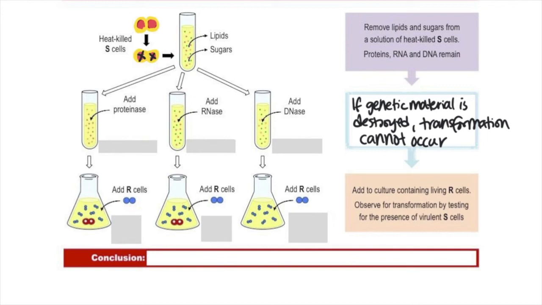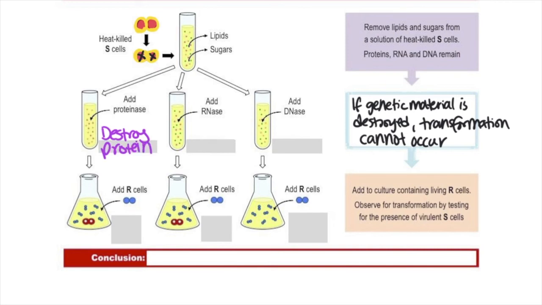So in this original batch, you have a mixture of heat-killed S cells. You have proteins, RNA, and DNA all floating around. What they then do is they create 3 different trials. In this first trial, we are going to destroy protein. So let's write that down. In this first trial, we are going to add an enzyme called proteinase, which is going to destroy protein.